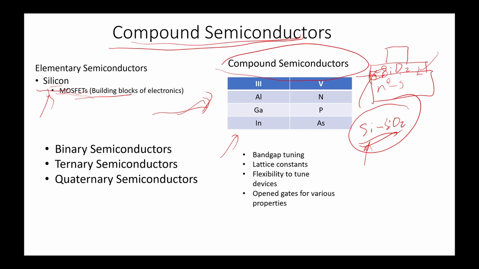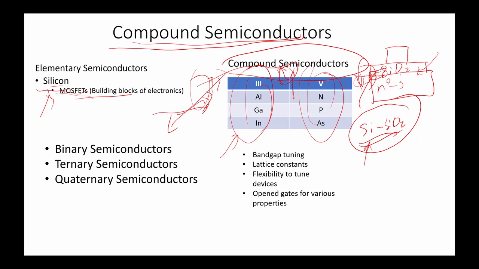In compound semiconductors there are different types of semiconductors. First, in the periodic table, silicon is in the fourth column, in between aluminum and nitrogen, between the third and the fifth columns. So compound semiconductors are made up of 3 and 5, and 2 and 6 will also be there. So compound semiconductors are made up of 2 and 6 and 3 and 5.